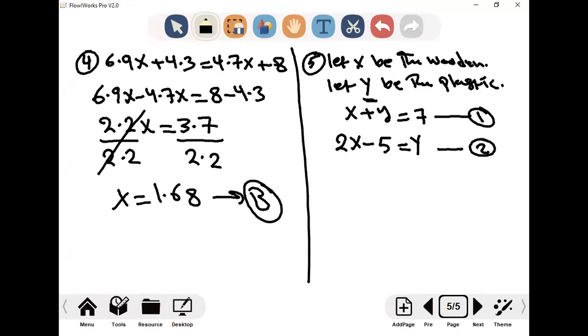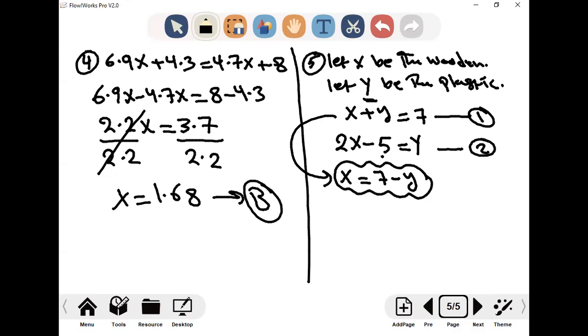But let's solve it. How are we going to solve it? You have two ways: substitution and elimination. What do you want to use? Elimination. If you want elimination, you need to arrange it: the x's over each other, the y's over each other, and the numbers on the other side. But you can use substitution. Here you can shift the y. X will be 7 minus y, right?